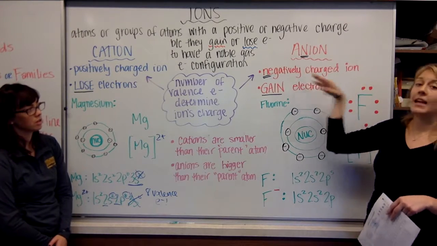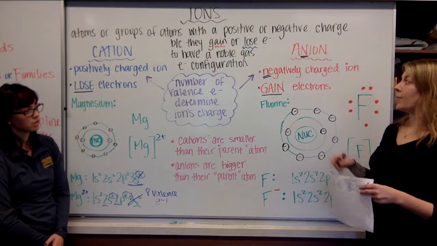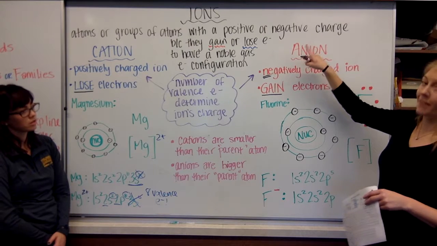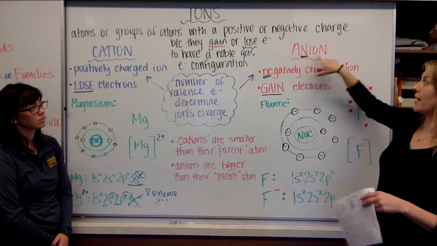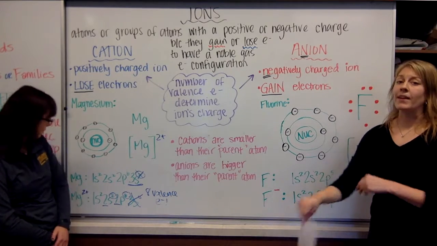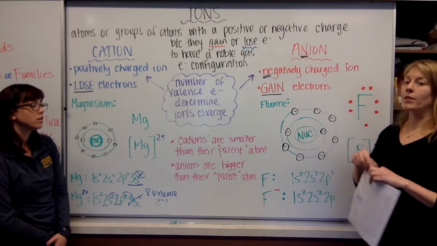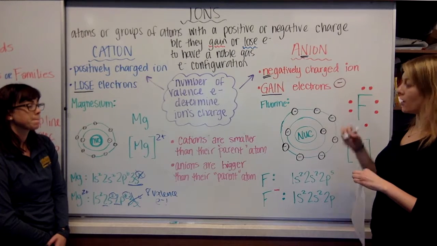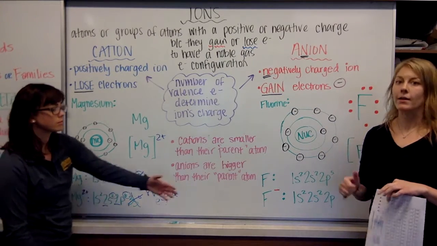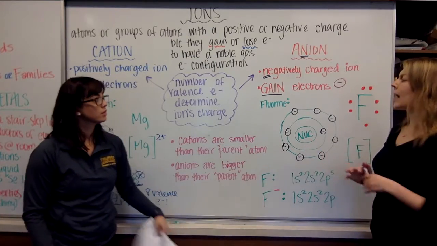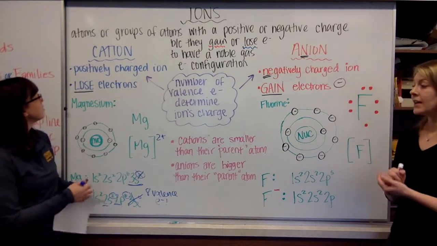An anion is a negatively charged ion. You can remember that because, well, this is how I tell my students, a negative ion. Anion, a negative ion. It's negative because it's gained electrons. Remember that electrons have a negative charge. So if an atom is gaining negative charges, it will become negatively charged. I'm going to show you an example with fluorine.